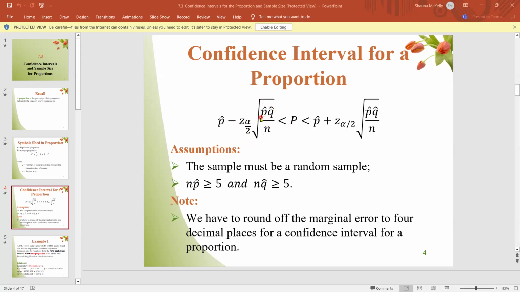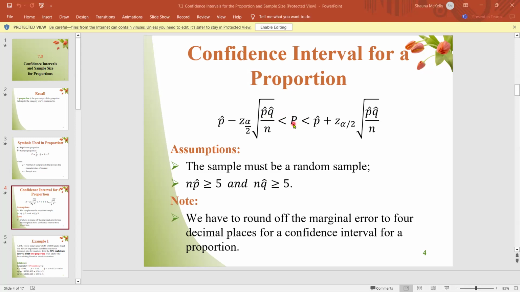This is P hat, Q hat over N. That can get tricky to remember because of all the P's. But everything here is a sample number except for the middle population proportion.